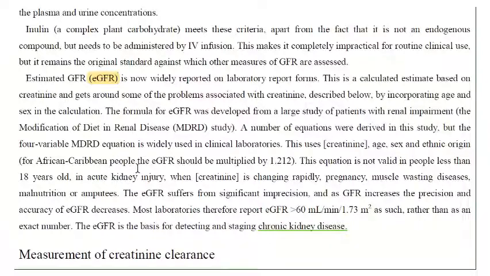For African Caribbean people, the eGFR should be multiplied by 1.212. This equation is not valid in people less than 18 years old, in acute kidney injury, when creatinine concentration is changing rapidly, in pregnancy, muscle wasting diseases, malnutrition, or amputees.